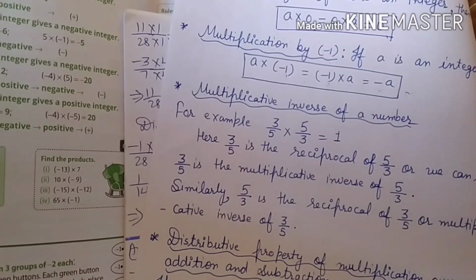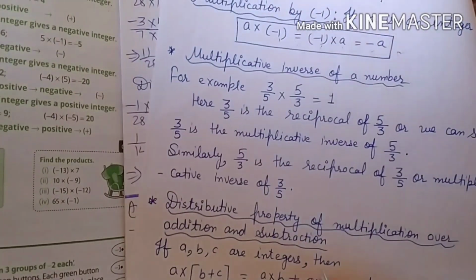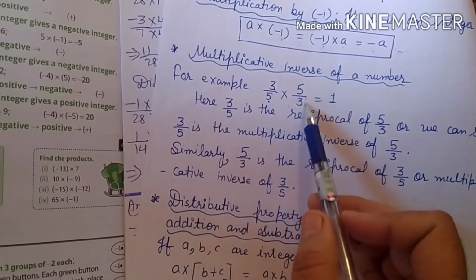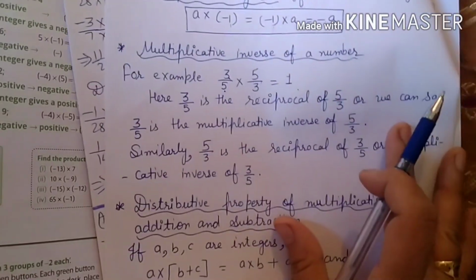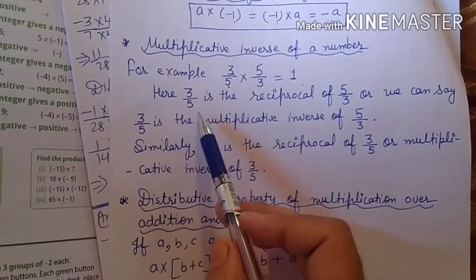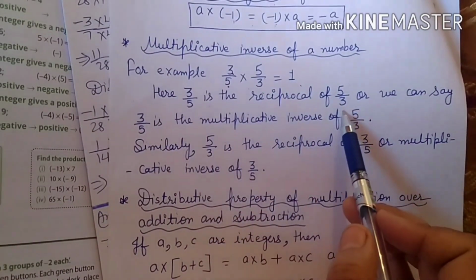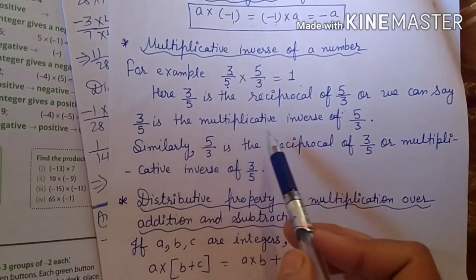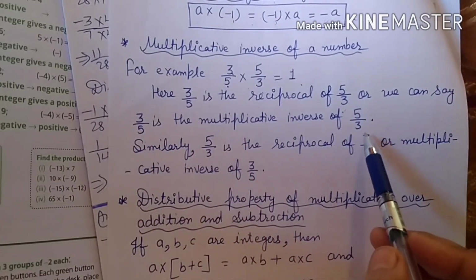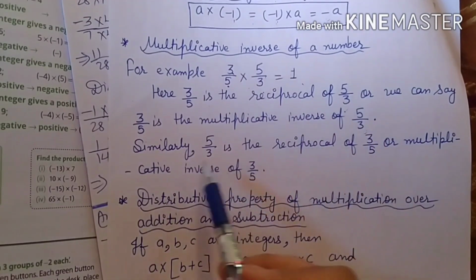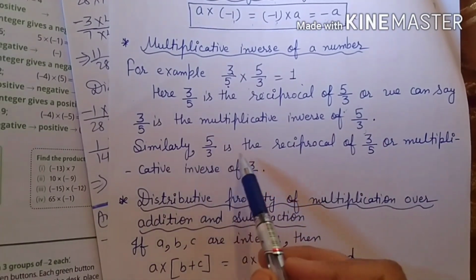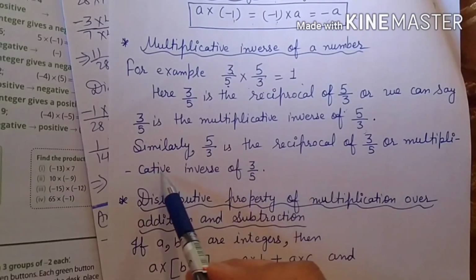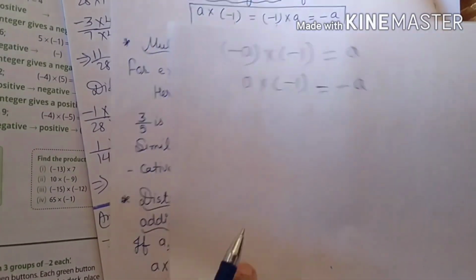Next is multiplication of the inverse of a number. For example, 3 upon 5 multiplied by 5 upon 3 is equal to 1. So here 3 upon 5 is the reciprocal of 5 upon 3, or we can say 3 upon 5 is the multiplicative inverse of 5 upon 3. And similarly, 5 upon 3 is the reciprocal of 3 upon 5, or the multiplicative inverse of 3 upon 5.